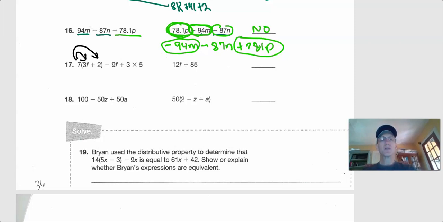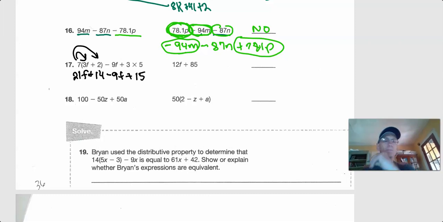All right, 7 times 3F. That's 21F plus 7 times 2, 14, minus 9F. Plus, and then you got 3 times 5, 15. All right, well, we got to combine some things. We're not done here. So we have 21F minus 9F. So what is that going to be? 21 minus 9 will be 12.